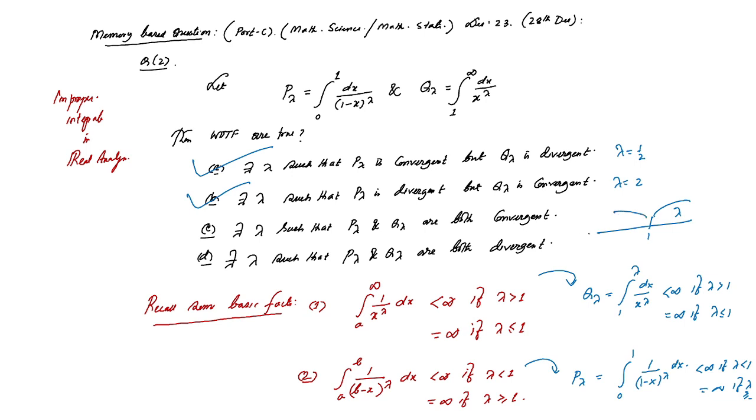And if lambda is less than 1, then Q lambda is divergent and P lambda is convergent. So you can't find any lambda where both are convergent. But if you take lambda equals 1, in that case Q lambda and P lambda are both divergent. So this option is correct. So A, B, and D are correct, while C is false. So these are the true options.